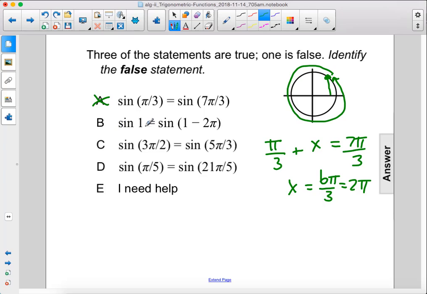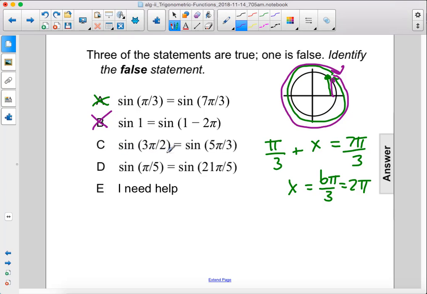Here we have sine 1, and 1 is about somewhere around there as well, at 57 degrees, equals sine of 1 minus 2 pi. So if you take this point and you say, what is this point minus 2 pi? 2 pi is a complete circle. So minus just means we move clockwise around and we end up in the exact same place. Therefore, this is also true. The sine value will be the same for both. So we can cross that out.